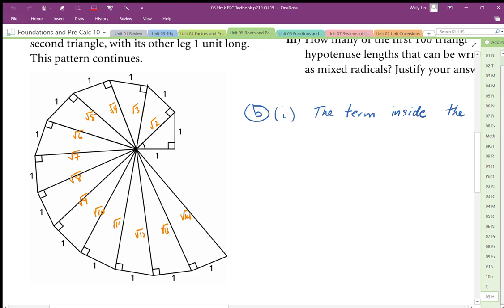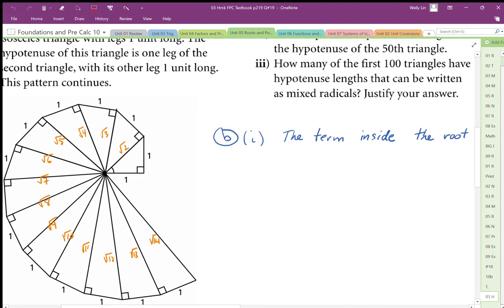And the pattern is going to continue, and we're going to end up with root 4, root 5, because we're just basically going to square that edge here, this one here, and we're going to add 1 squared to it, which is just going to increase that by 1, and then we're going to square root it. So the pattern continues that way.